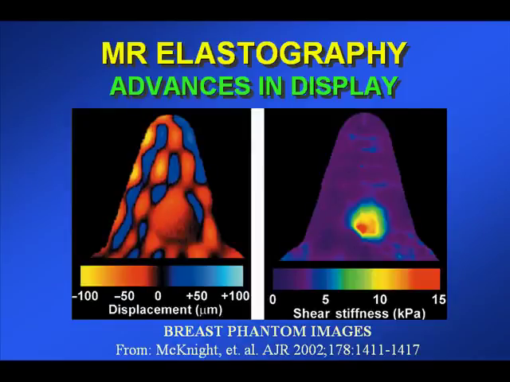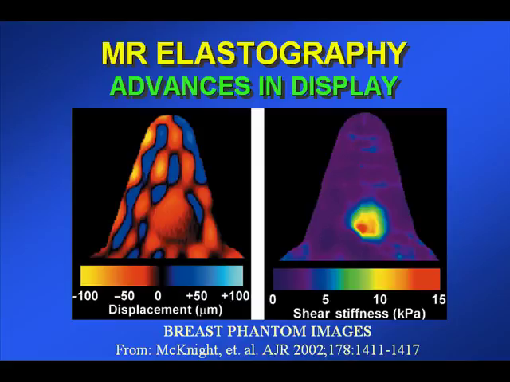MR can also be used to perform elastography, and in fact, any method that can image tissue and image changes in tissue position can be used. This is an example of an MR elastogram. The image on the left-hand side represents a displacement image showing waves of compression or shear waves traveling through tissue. And on the right-hand side, you can see an image of the reconstructed lesion based on the waves that were measured on the left-hand side.